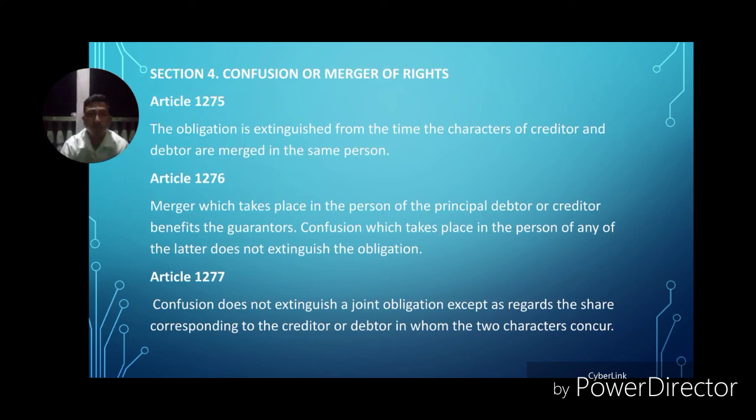Section 4. Confusion or merger of rights. Article 1275. The obligation is extinguished from the time the characters of creditor and debtor are merged in the same person. Article 1276. Merger which takes place in the person of the principal debtor or creditor benefits the guarantors. Confusion which takes place in the person of any of the latter does not extinguish the obligation. Article 1277. Confusion does not extinguish a joint obligation except as regards the share corresponding to the creditor or debtor in whom the two characters concur.